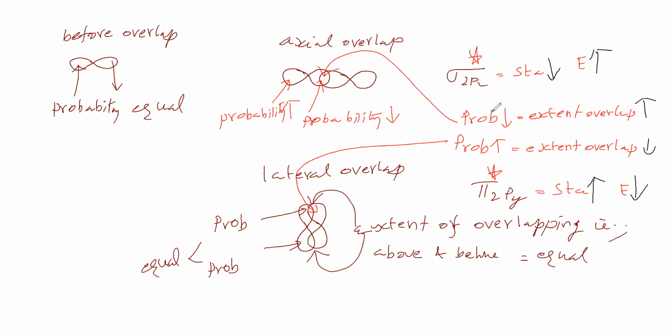Sorry, we said probability is low here. Then why do you say the extent of overlapping is high, meaning the extent of overlapping towards anti-bonding? Okay. Here the extent of overlapping towards anti-bonding is high. That's why the probability is low here when compared to this. Therefore, this stability is low when compared to this. Therefore, this energy is more when compared to this.